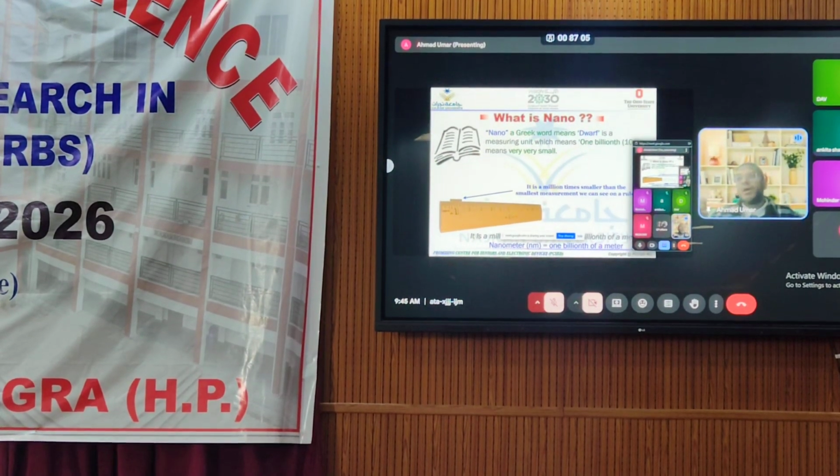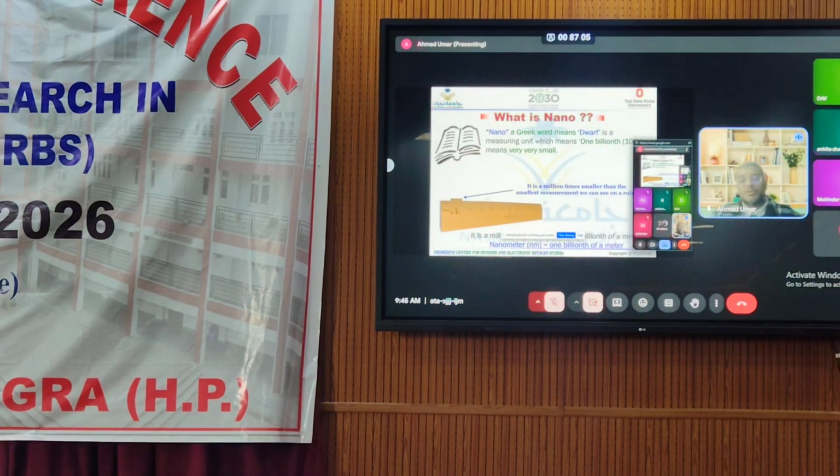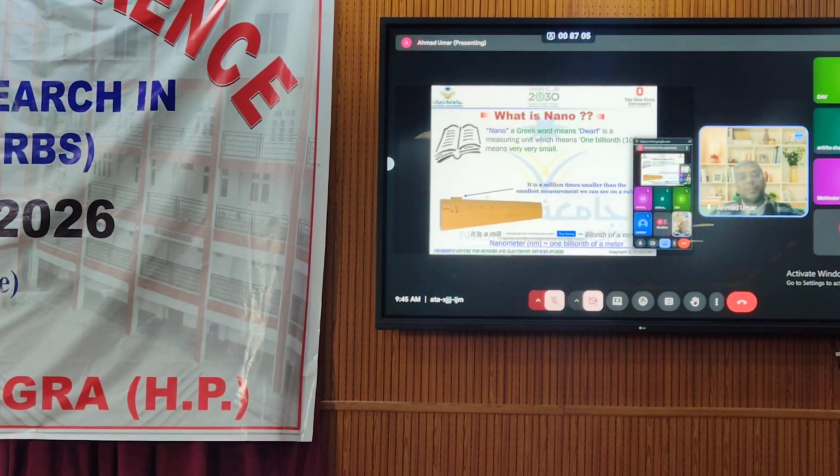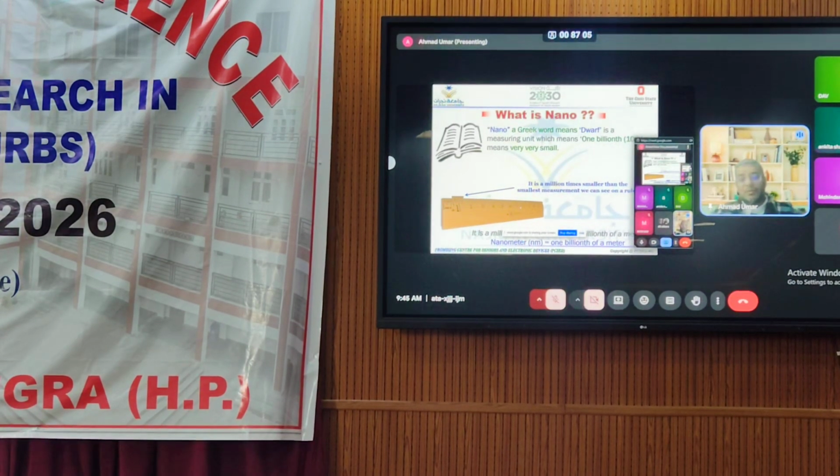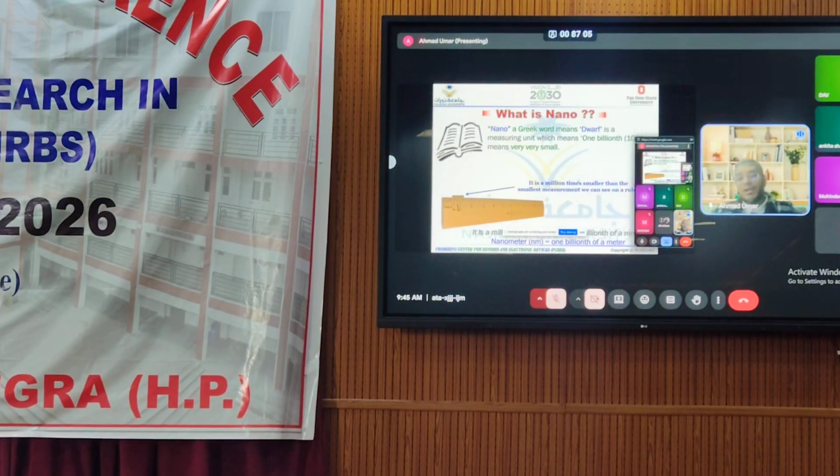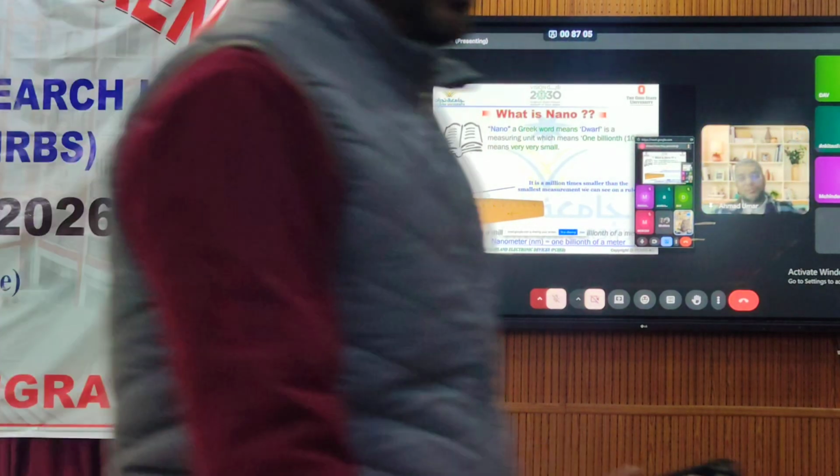Once you add nano, it will be 10 power minus 9 for that measurement. You can see that this is the smallest we can see on a ruler, and nano is 1 million times smaller than the smallest measurement we can see on the ruler. So nano is very, very small. It is one billionth part of a meter, which is 10 power minus 9.